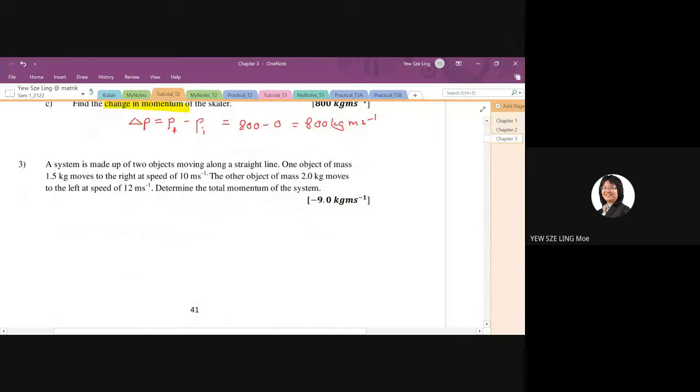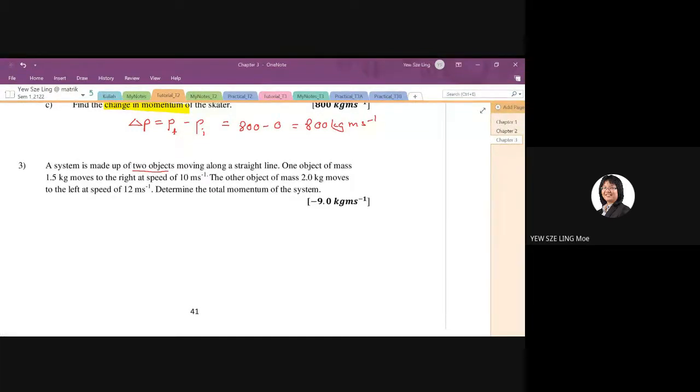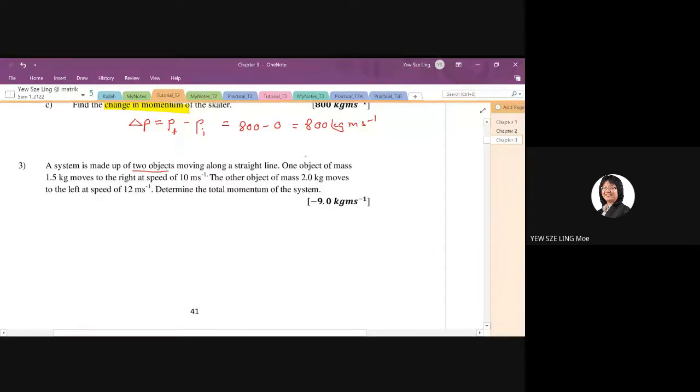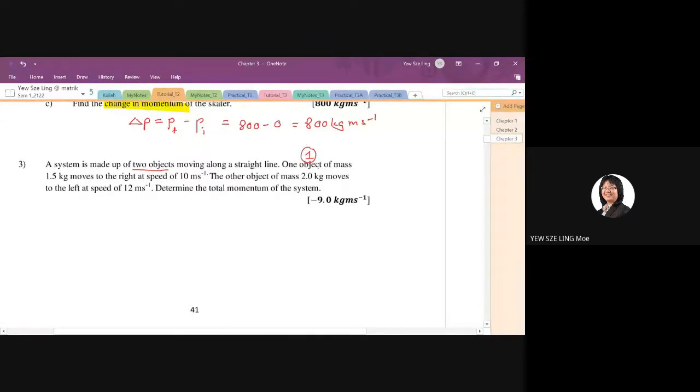A system is made up of two objects moving in a straight line. Now you have two objects, which means you have two sets of information. Whenever a case involves two objects, you give each a name first. So I'm going to call them object 1 and object 2. One object, object number 1, of mass 1.5 kg moves to the right at a speed of 10 meters per second.